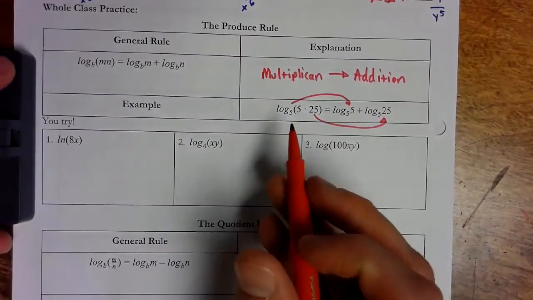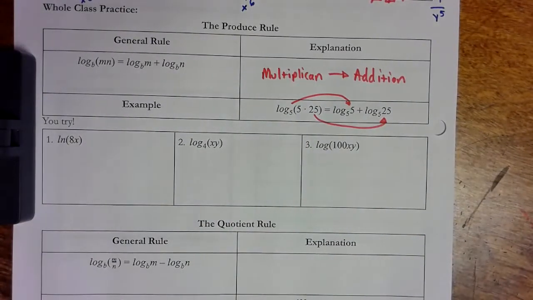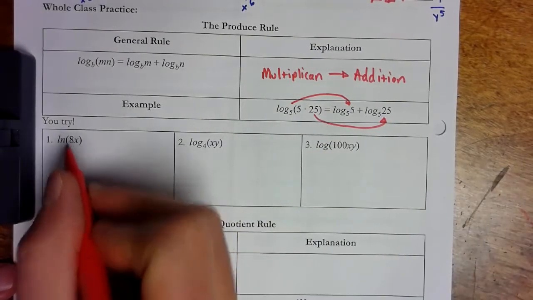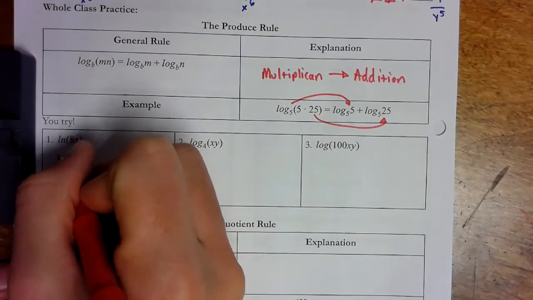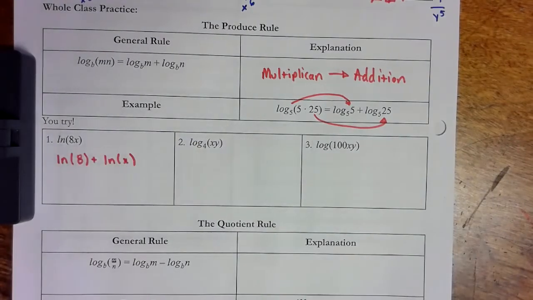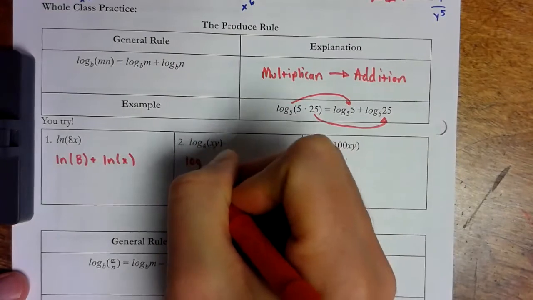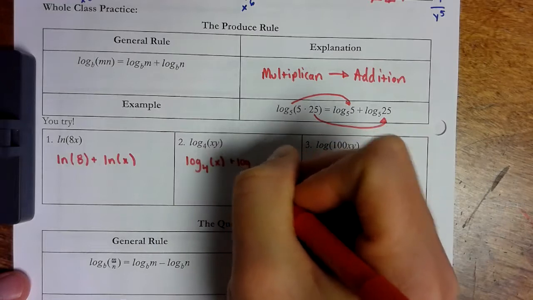Now, anything that applies to logs also applies to ln, which is the natural log. We don't need to change this, but remember, natural log is a log with a base of e. So if I want to go from natural log of 8 times x, I can split this up because I know that multiplication leads to addition: natural log of 8 plus the natural log of x. And that's it. So really a quick, easy thing for us to do. In fact, why don't we just do all these? So I have log base 4 of x times y. Its corresponding log would be log base 4 of x plus log base 4 of y.